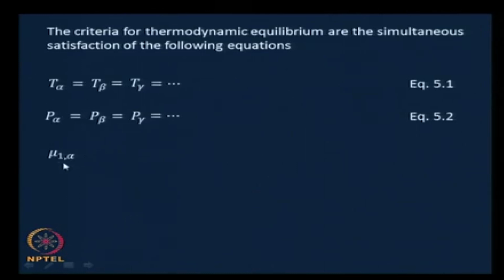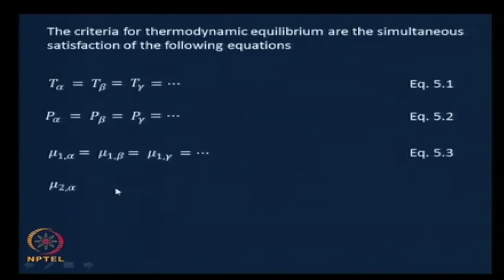which is: the chemical potential of any component in any phase must be equal, or in other words, the chemical potential of a certain component i in all the phases must be equal. In other words, mu 1 alpha, which is the chemical potential of component 1 in the alpha phase, must equal mu 1 beta, must equal mu 1 gamma and so on. We call this equation 5.3.